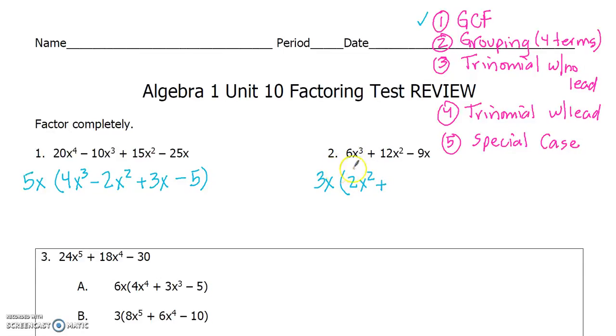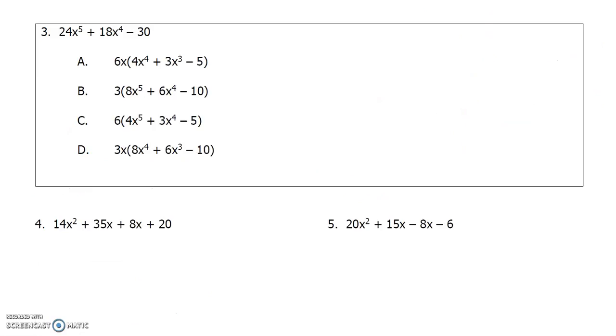Plus 3 times what will give me 12? That's going to be 4. I need x squared, and I only have an x, so I'm missing an x. Minus 3 times what will give me 9? That'll be a 3. And I need an x, but I already have it, so I close my parentheses, and I am done. All right, let's keep going.